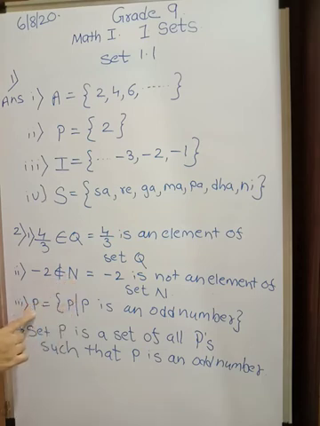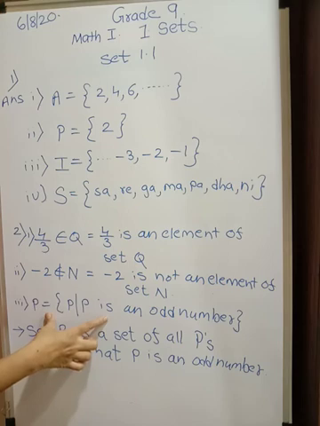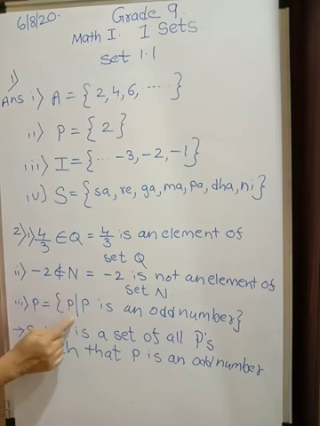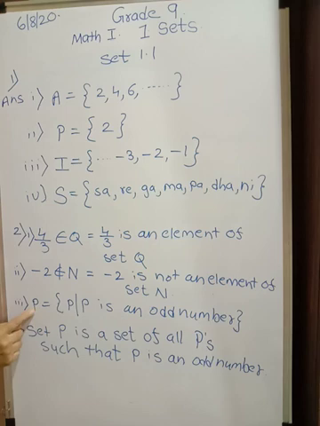Now, third question, if you see, they have given P is equal to, P, a line, and P is an odd number. You have to write this in words. Now which form is this? This is set builder form, or rule method we can say. Now how to write in words? Set P is a set of all P's such that P is an odd number. So set P is a set of all P's, and this line means such that P is an odd number.